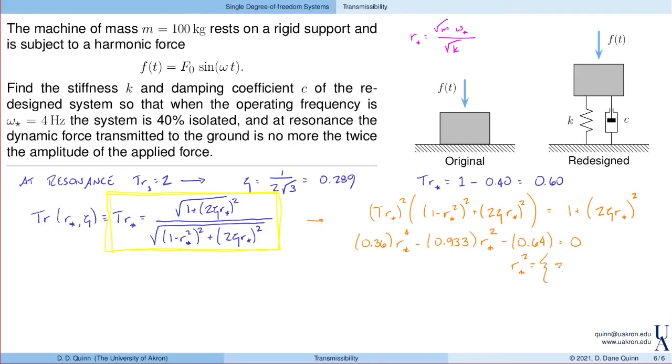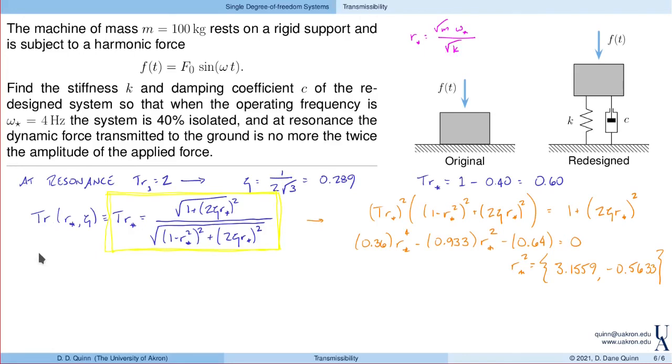And this quadratic equation gives me two solutions. One of those solutions is 3.1559. Again, I did all this algebra. And the second solution is minus 0.5633. Clearly, we're looking for this solution. If I were to take the square root of the negative one, I'd have an imaginary frequency ratio, which doesn't make a whole lot of sense. And we also know that the frequency ratio should end up being fairly large because the transmissibility is less than 1.